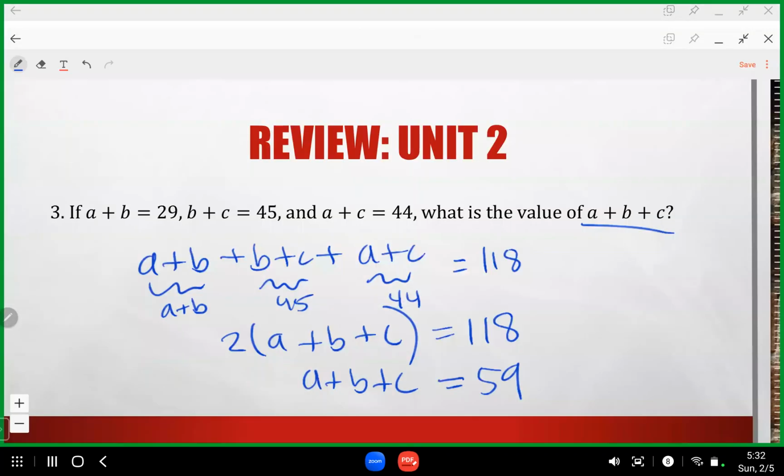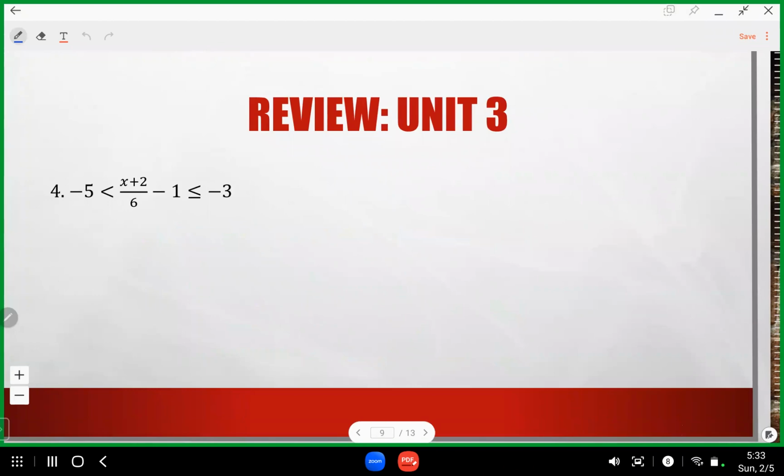So now let's move on to Unit 3. This is about inequalities. So let's do these inequalities. I'll give you a couple moments to try and do this. So remember, let's review a little bit on inequalities before we try to do anything. How would you solve an inequality? Use inverse operations again. All right, you're still using inverse operations.